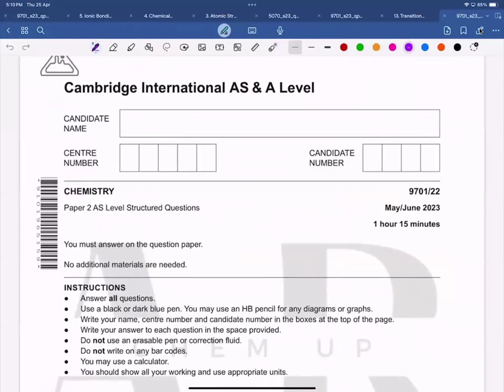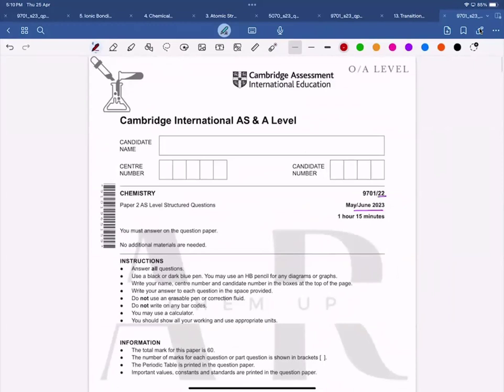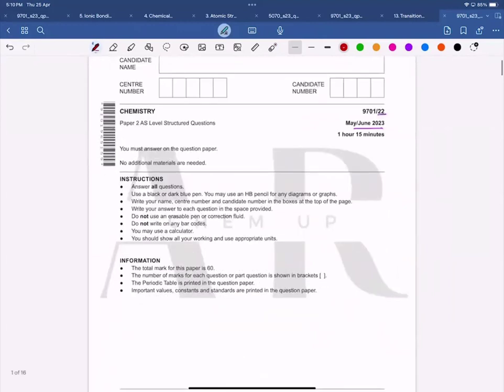Okay, so May, June 2023, paper 2. And I'll try, we will do the February, March 24 paper as well. And you guys have an exam paper too? 13th of May. Yeah, so we have time, so we can do it.